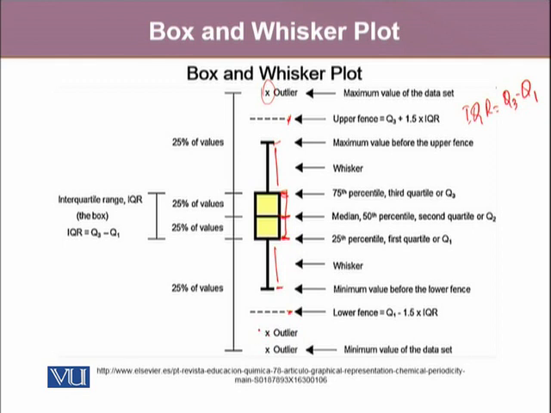These two outliers are defined by the stars, and there are 25% of values in this region, and 25% of values in this region, and in total, this box contains 50% of the observations in the data. More commonly, if there are no outliers in the data, the whiskers define the minimum value and the maximum value. So this box plot is a very informative plot.